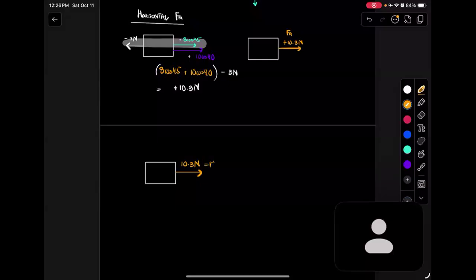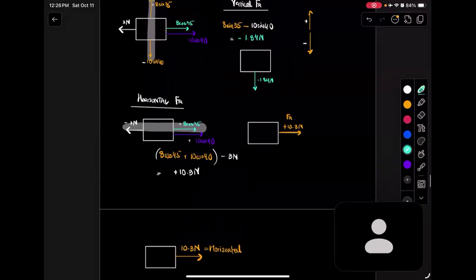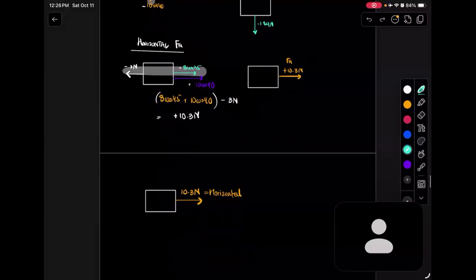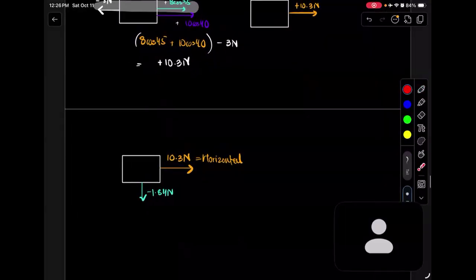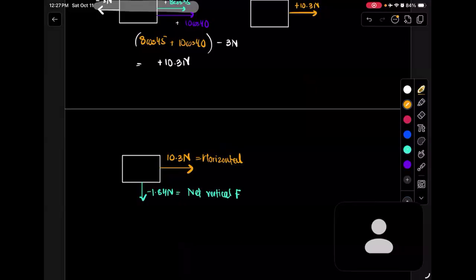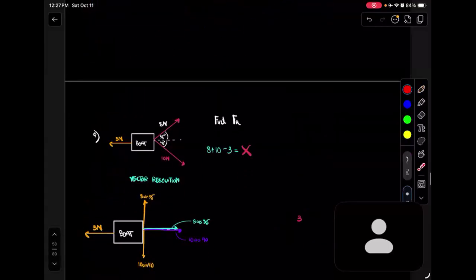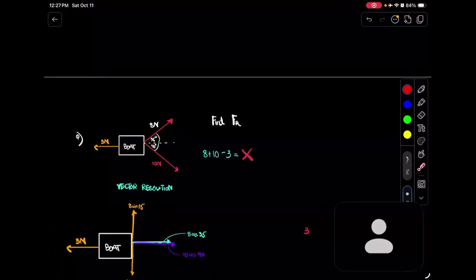This was horizontal. And we had another force, which was pointing vertically as well. That was minus 1.84 Newton, right? So it was pointing downwards. So do you see that this is the net vertical force? And this is the net horizontal force. Now the original question was, different people are pulling like this. Find the resultant force and its direction.